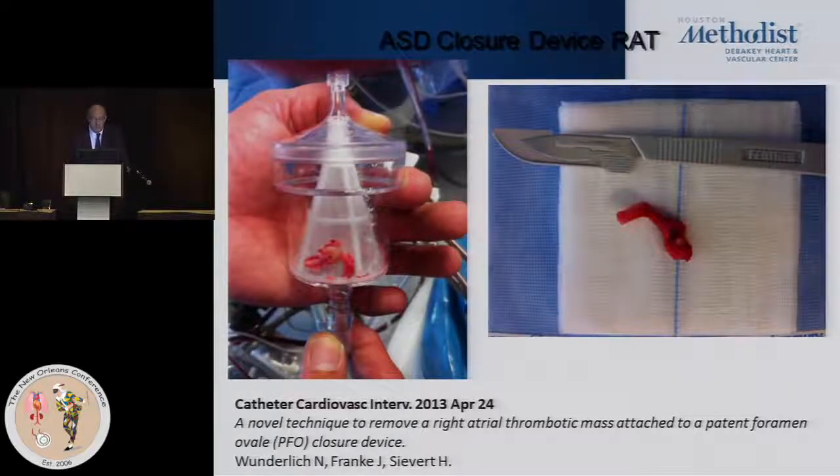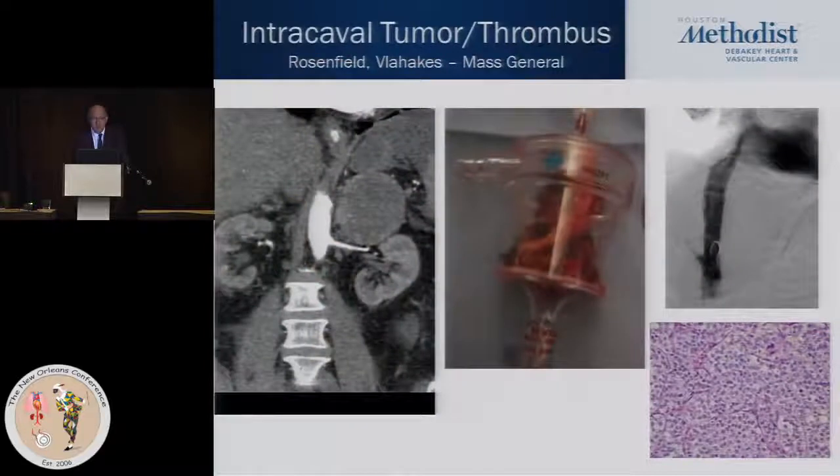This is an example of a clot that formed on an ASD closure device, which was removed using the AngioVac. So, intracaval tumor and thrombus: patients with renal cell carcinoma that have extension into the inferior vena cava not infrequently will require a major operation with the participation of a cardiac surgeon, sometimes going on cardiopulmonary bypass with circulatory arrest even, to remove tumor thrombus that may have extended into the right atrium.